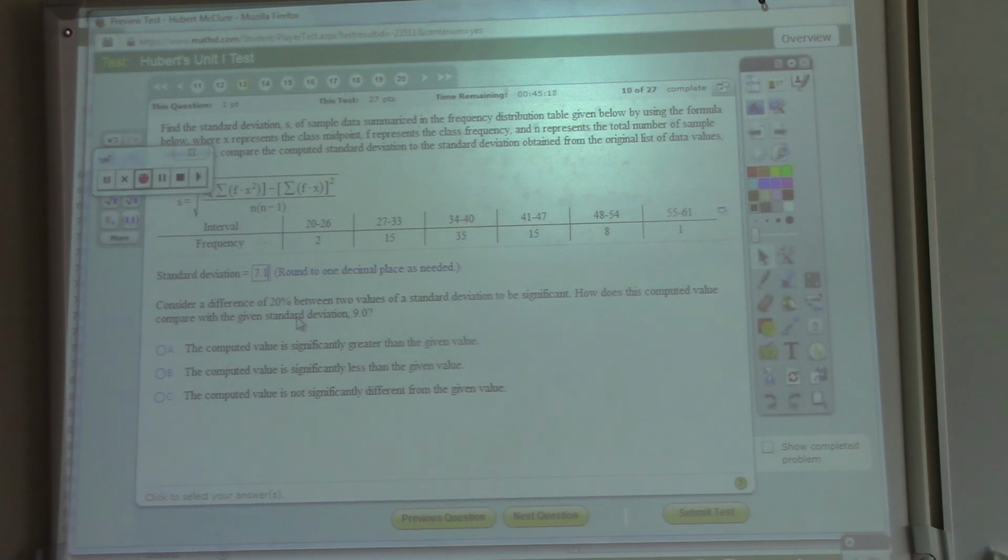Oh. Which one is it? A. I don't know. Because I guess they're just pulling out that 20% out of the blue. I don't know where they're pulling that out because they haven't given us anything. Hold on.